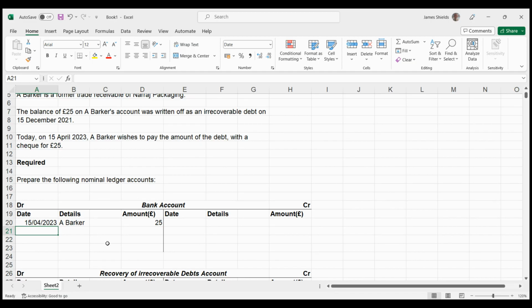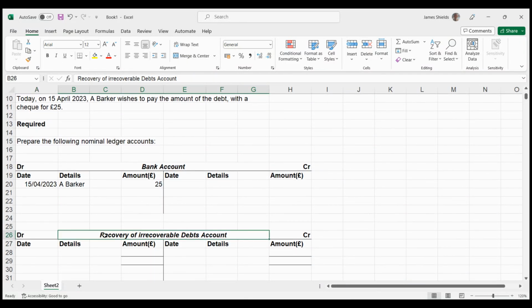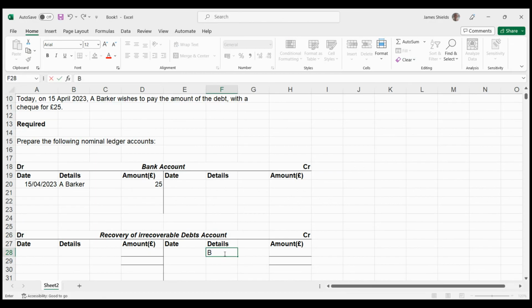Now, it's the recovery of an irrecoverable debt. Previously, on the 15th of December 2021, it was treated as an irrecoverable debt. We've now got the money back. So we've got a recovery of irrecoverable debts account. If it's on the debit side of the bank, it's going to be on the credit side of the recovery of irrecoverable debts account. It's treated as a type of income. So it's coming from the bank account. So that's my details. The amount was £25. And the date was on the 15th of April 2023.